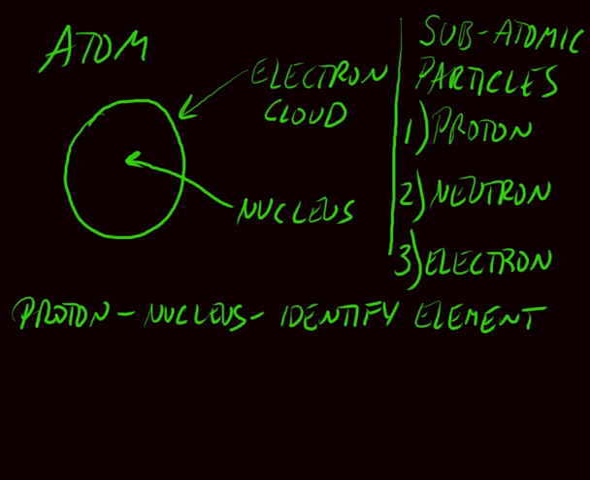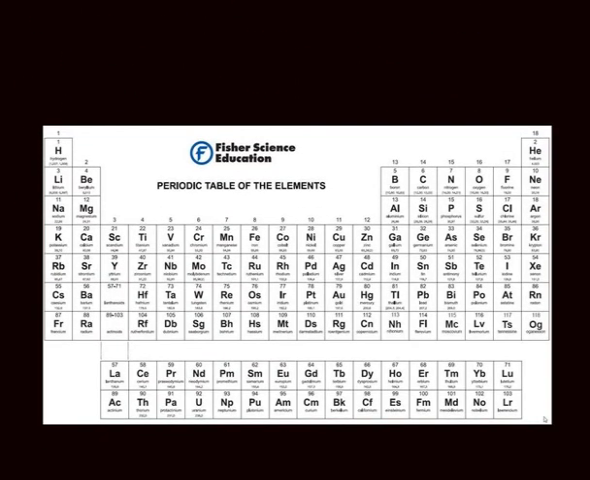So if I scroll down here for a second, periodic table of elements, hydrogen with an atomic number of 1 has 1 proton. All atoms with 1 proton will be hydrogen. All atoms with 2 protons will be helium. Lithium will have 3, beryllium will have 4, and so on and so forth.